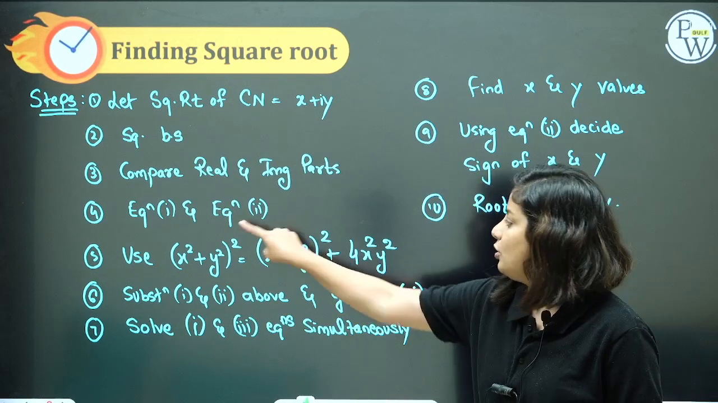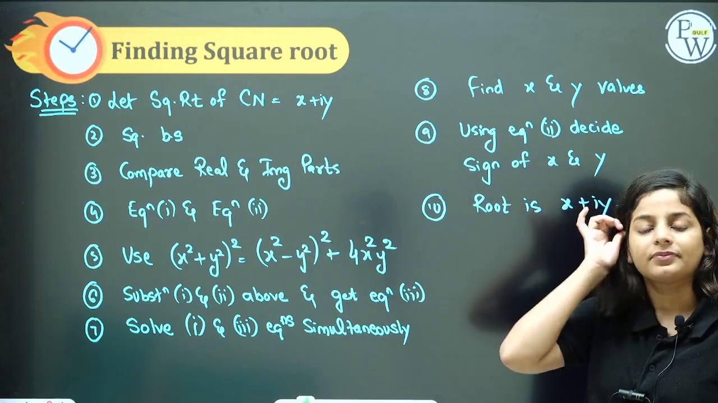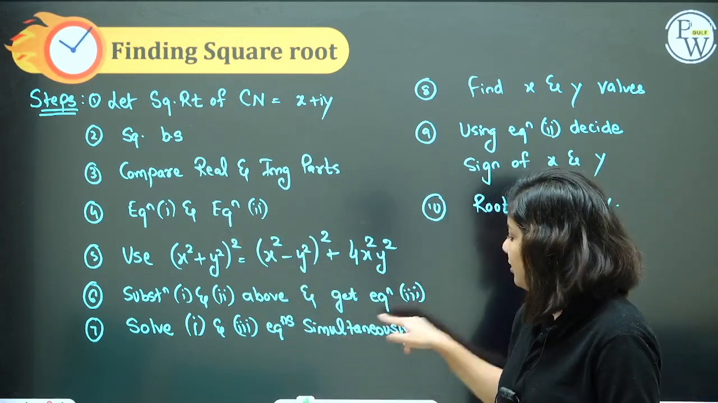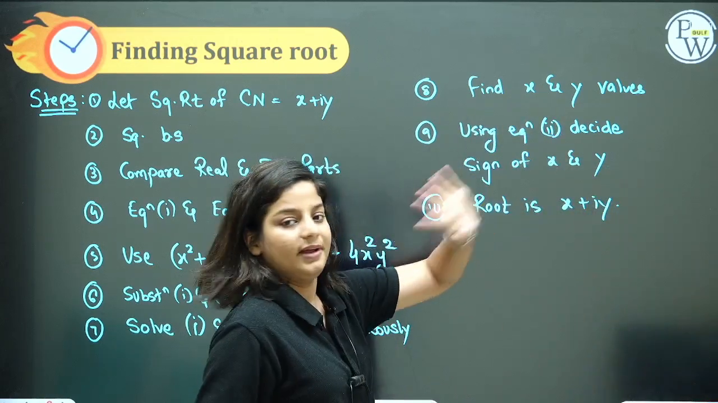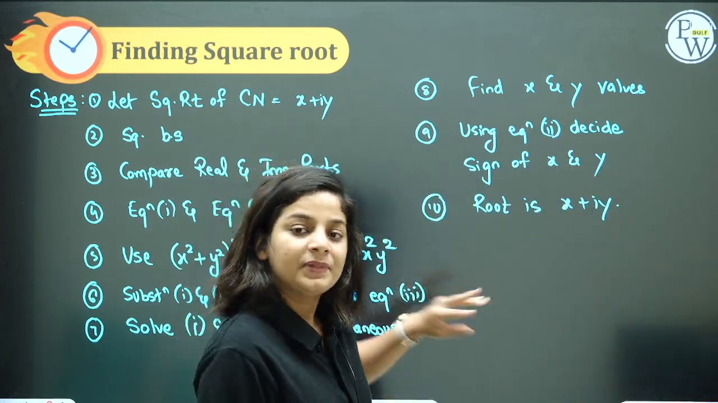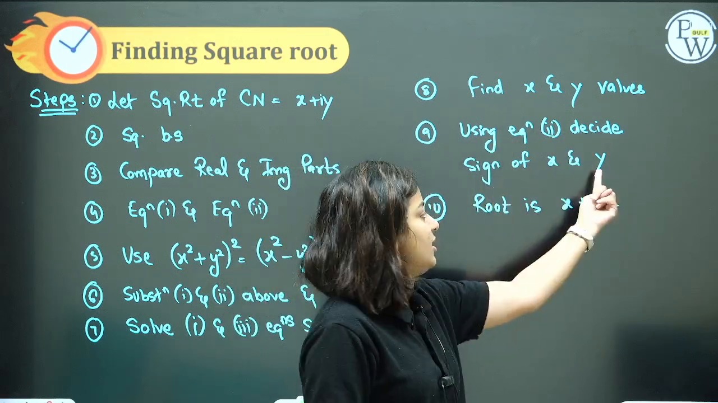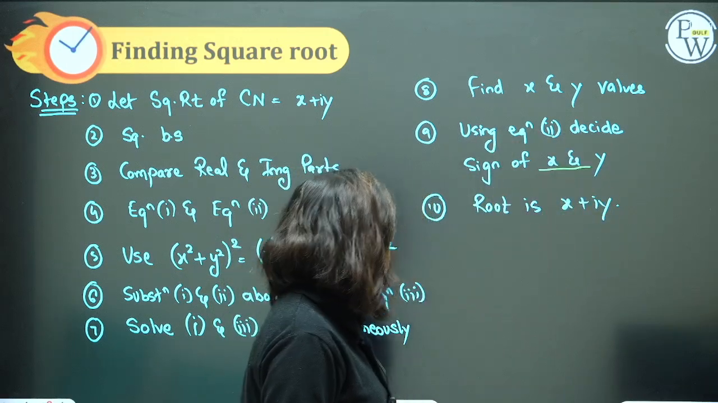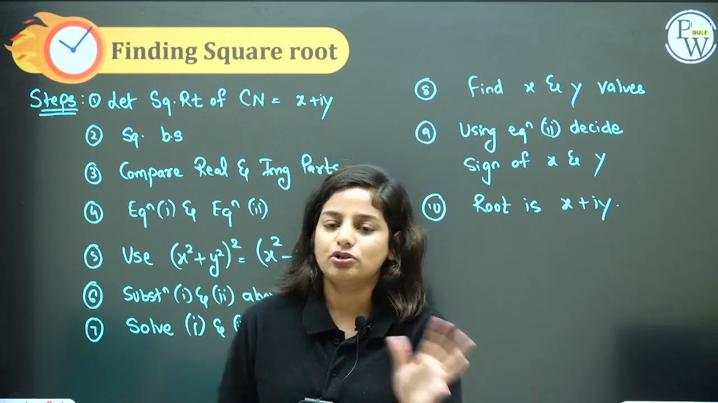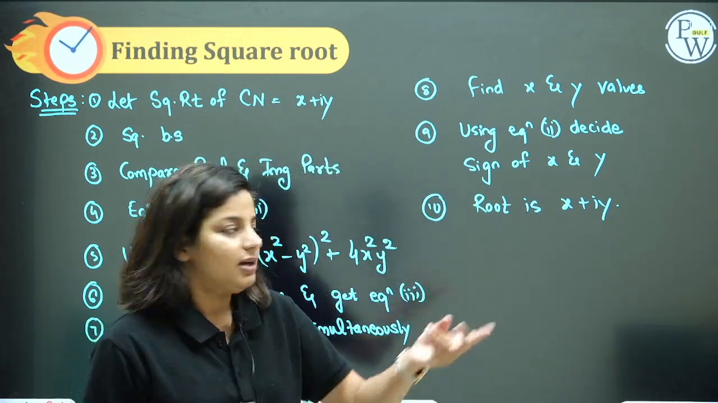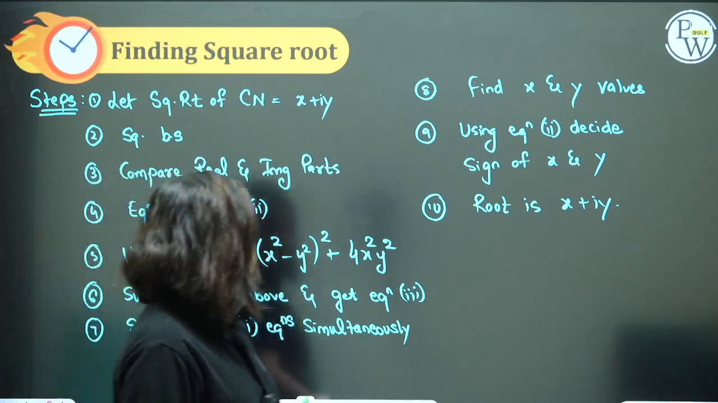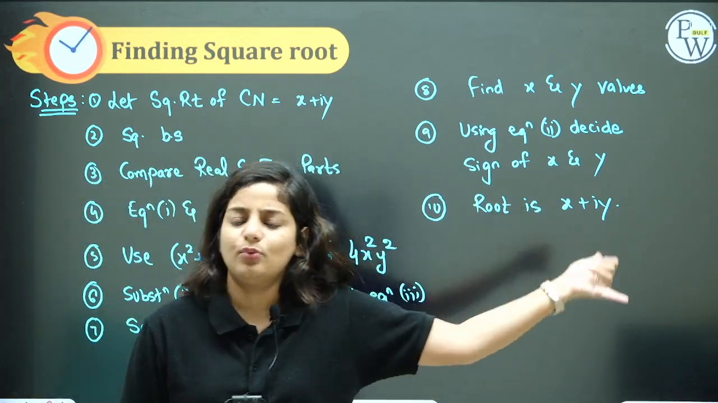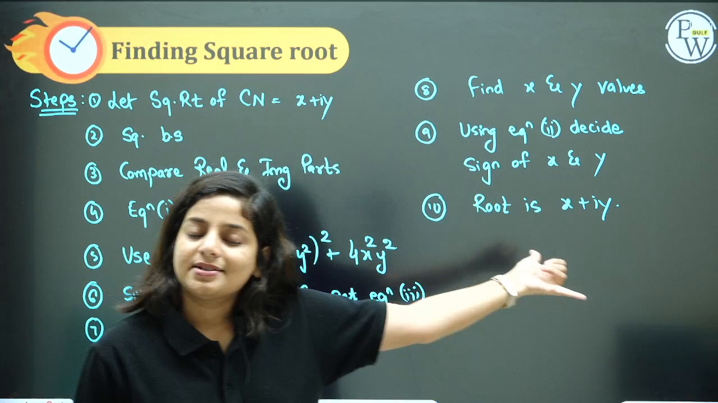So you have a total of 1, 2, 3 equations. Solve the first and third equation simultaneously and that will give you the value of x and y. First and third will always give you that. Using the second equation, you will decide the sign of x and y, whether x should be positive or negative, y should be positive or negative. That will be decided from the second equation. Once your x and y is obtained, that is nothing but the root.